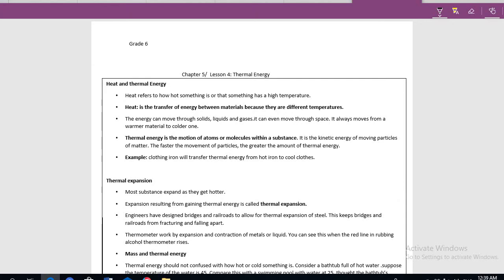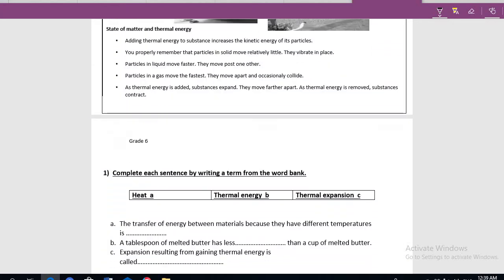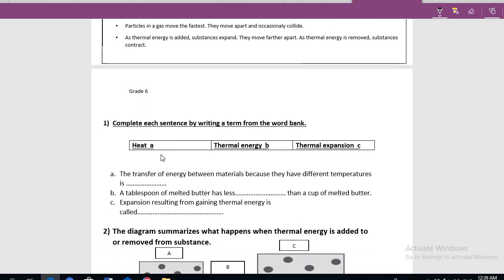Lesson 4, thermal energy. The transfer of energy between materials because they have a different temperature is heat. So energy transfer between the materials because they have a different temperature is heat.